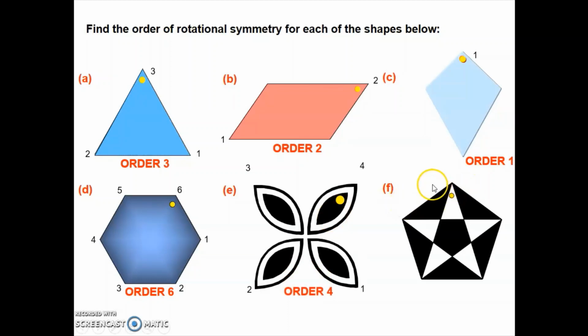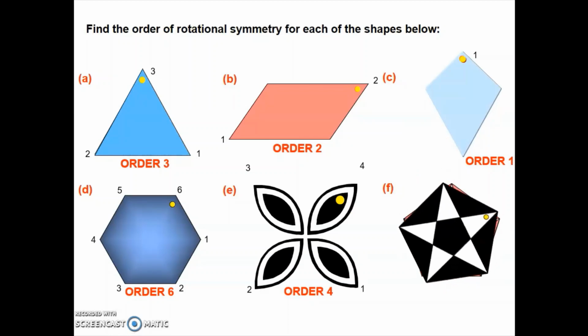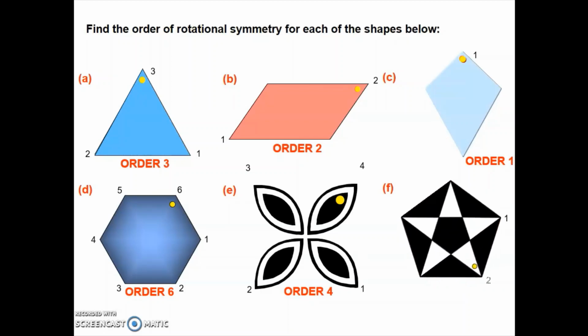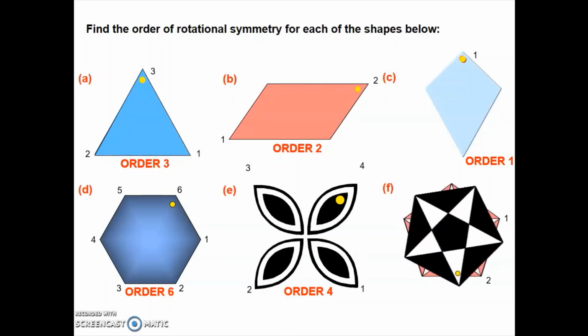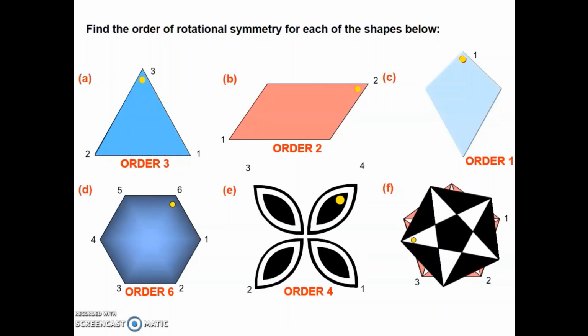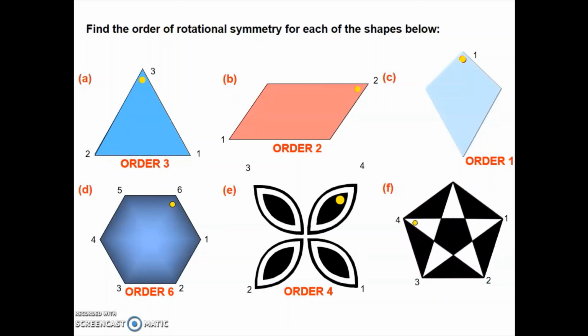We'll do the same for F. We're going to rotate the shape 360 degrees. 1, 2, 3, 4, and back to the original position, 5. So order of rotational symmetry 5 for this shape here.